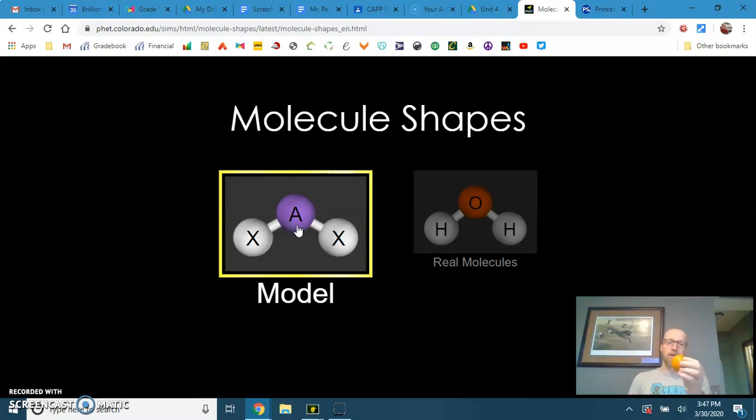So let's imagine that this is that middle atom and that it has got two groups of electrons around it.